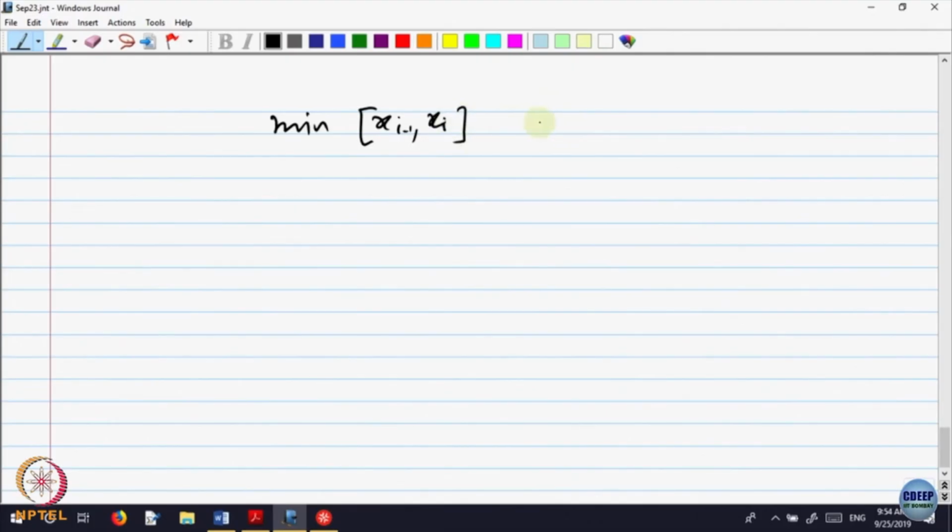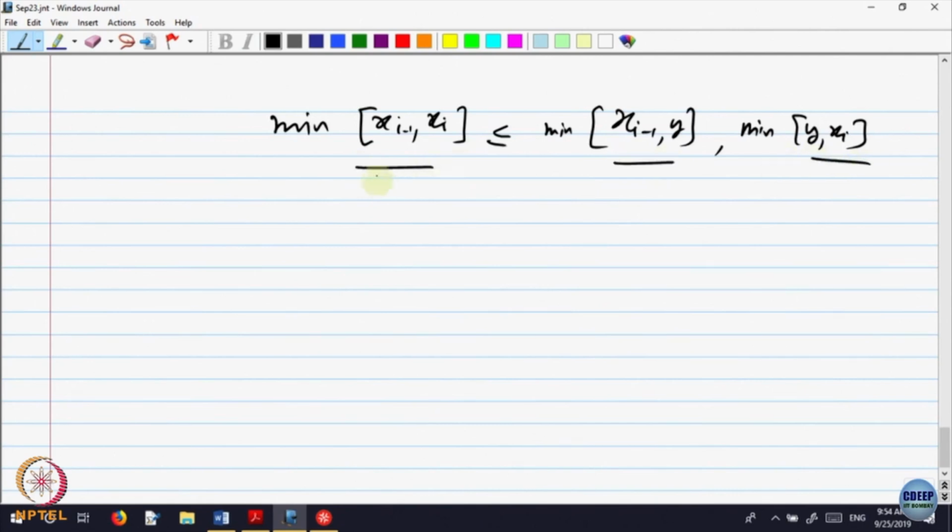So what happens to the minimum value? We are looking at the minimum over [x_{i-1}, y] and the minimum over [y, x_i]. Either of these will be bigger than or equal to the minimum over [x_{i-1}, x_i], right? Both these minimums will be bigger, because each is a part of the larger interval.